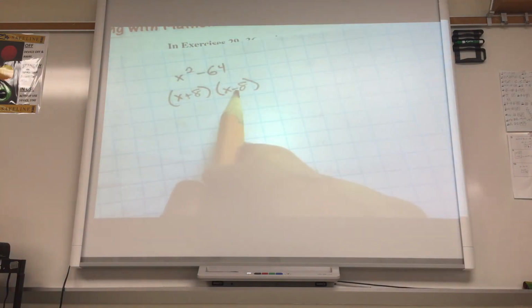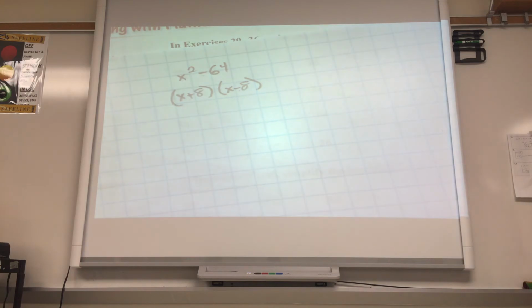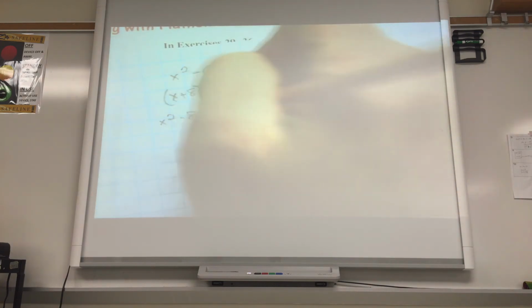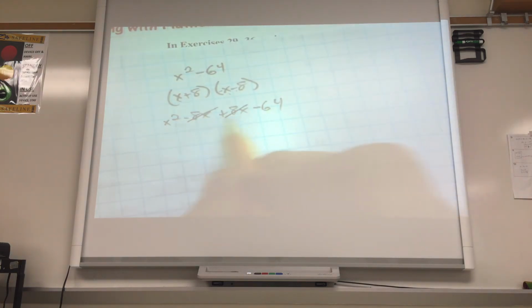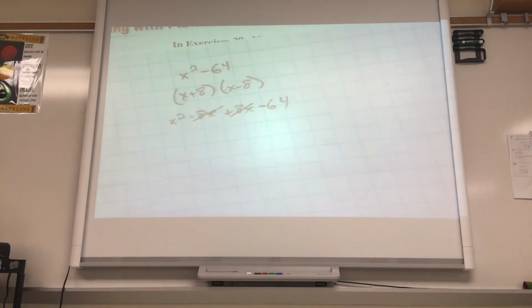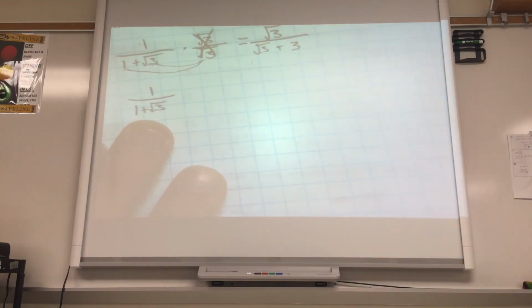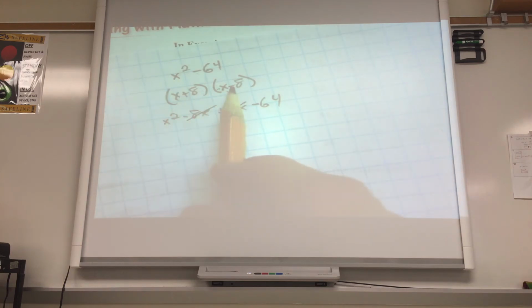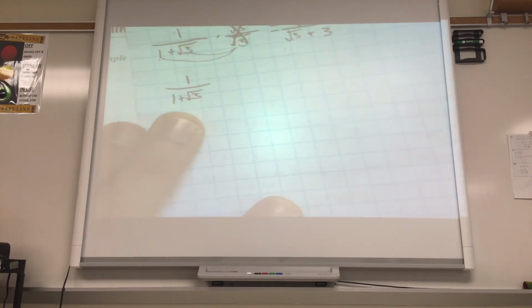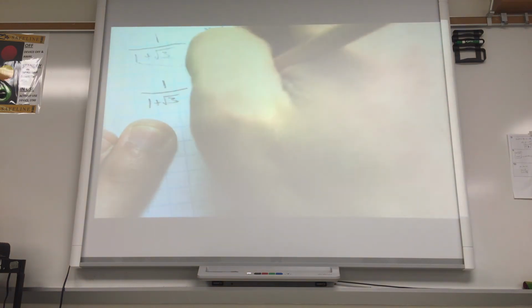And the reason you do the plus and the minus is because this doesn't actually have a center term. So x times x is x squared. X times negative 8 is negative 8x. 8 times x is 8x. 8 times negative 8 is negative 64. And these cancel. That's the important thing to notice about the difference of squares. It's the same thing when you multiply by a conjugate. You're trying to get something to cancel out. So in order to get it to cancel out, the difference of squares was, real quick, one more time, x plus 8 times x minus 8. So when I get rid of this right here, I'm multiplying by 1 minus square root of 3 over 1 minus square root of 3.